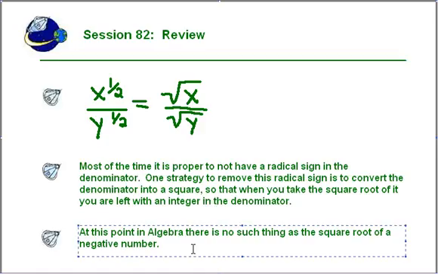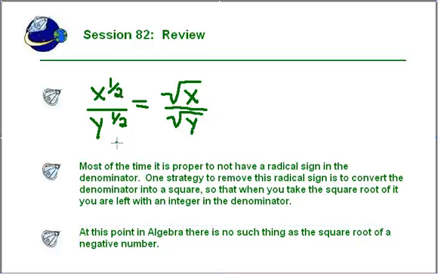And as far as a review, remember that the exponent 1/2 means the square root of something. So x to the 1/2 over y to the 1/2 is the same thing as the square root of x over the square root of y. Next, most of the time it's proper to not have a radical sign in the denominator. So one strategy is to remove the radical sign from the denominator by converting the denominator into a square. Then once it's in the square format, you can then take the square root of it and you will be left with an integer in the denominator, or an answer within your denominator that does not have a radical sign in it.